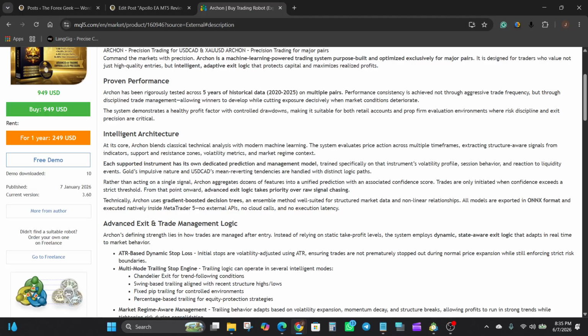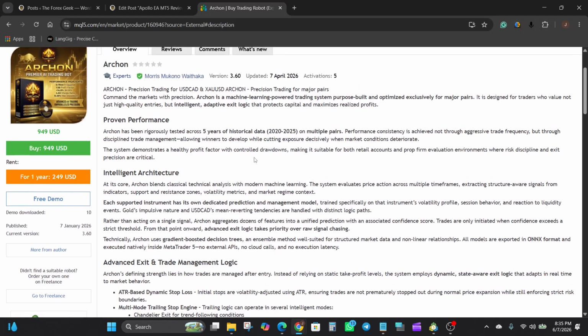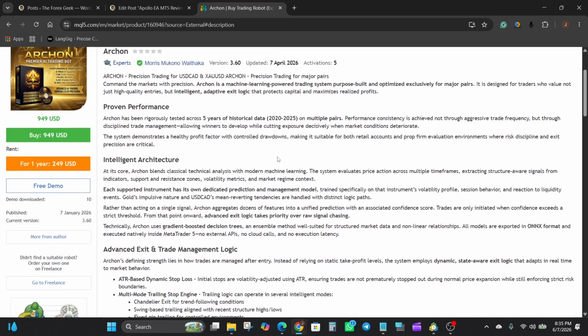One of the main themes throughout the page is trade management. The developer places a strong emphasis on exit quality rather than simply generating entries. According to the description, Archon combines traditional technical analysis with machine learning and evaluates 56 market features across the M5, H1, and H4 time frames.